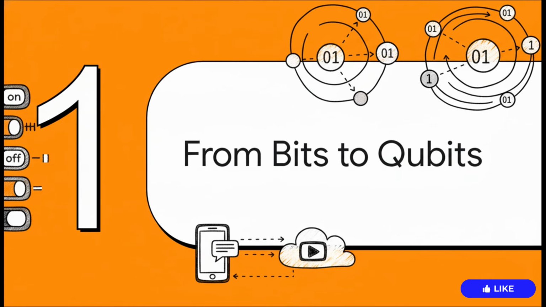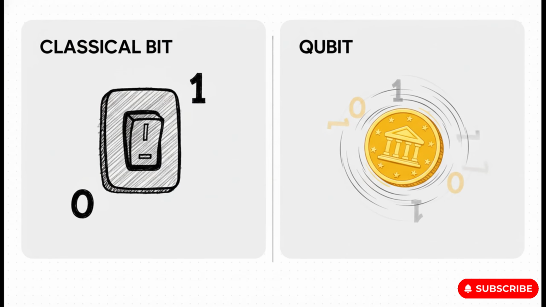I mean, this is the bedrock of everything digital in our lives, from the text you just sent to the movie you're streaming. And right here, you see the huge leap we're about to take. Your classical bit? Think of it like a light switch. It's either on or it's off. Simple. A qubit, though, that's a whole different ballgame.